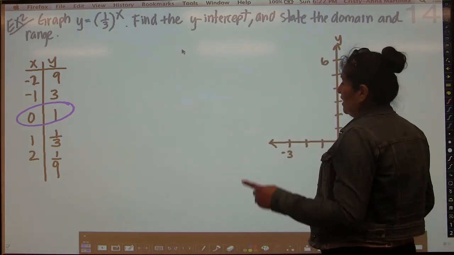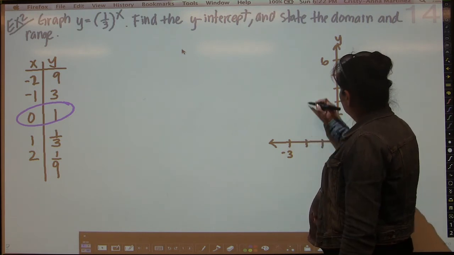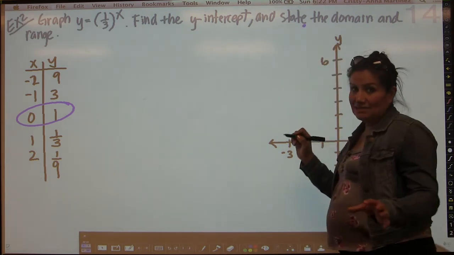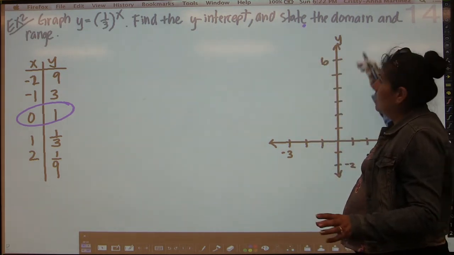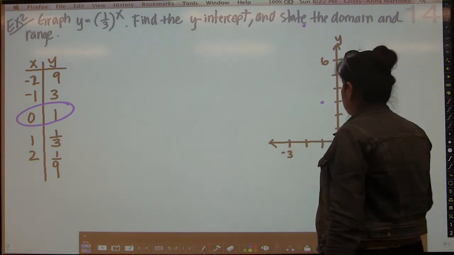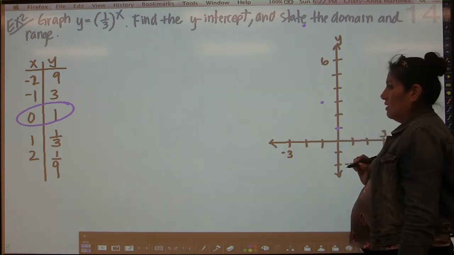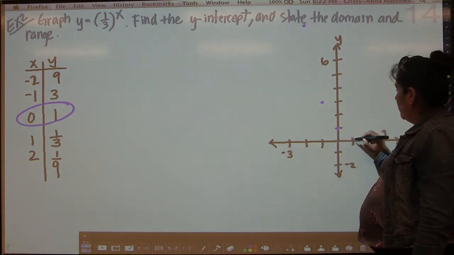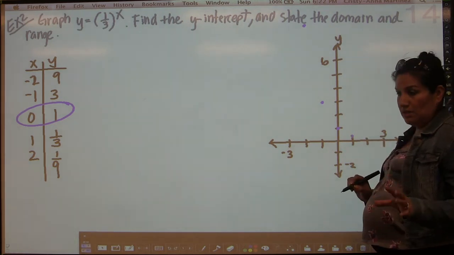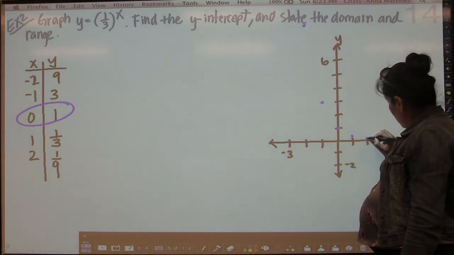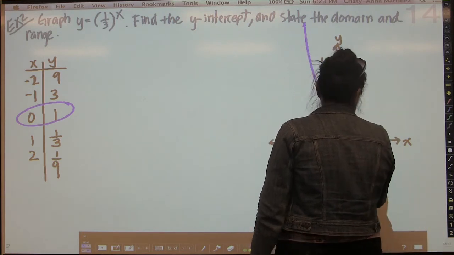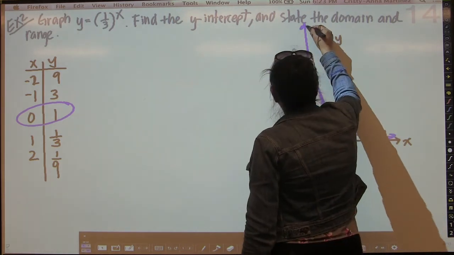So we have negative 2, 9. So here's negative 2, and here's 6, 7, 8, 9, maybe way up here. You remember that last time it was on this side, it was 9. But now it's on the other side. Negative 1, 3. 1, 2, 3. (0, 1) is right there. That's my y-intercept. When x is 1, it's going to be 1/3, so right about here. And then 2, we know 1/9 is approximately 0.1, so that's going to be right there. And when you connect those little guys, you get a graph like that.